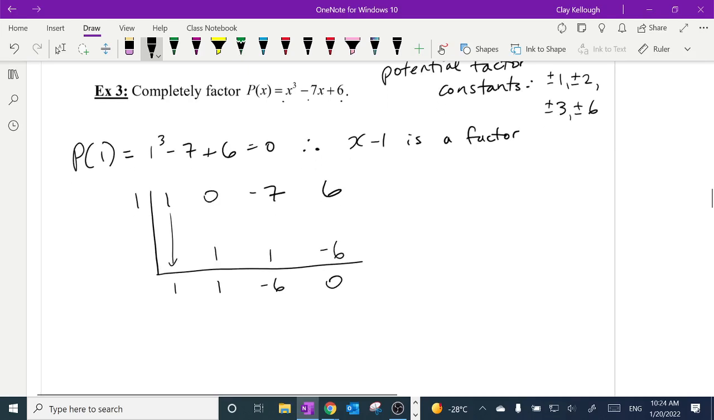If there had been a remainder here, something is wrong, because I actually know already that x minus 1 is a factor. So x minus 1 is a factor, and my next factor, when I divide that out, is x squared plus x minus 6, which is also a factor.